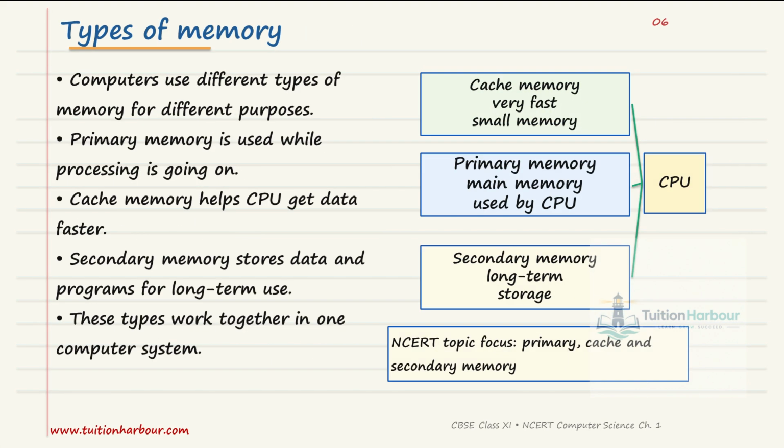Computers use different memories for different purposes. Cache memory is small and very fast. Primary memory is the main working memory used during processing. Secondary memory stores programs and files for long-term use.